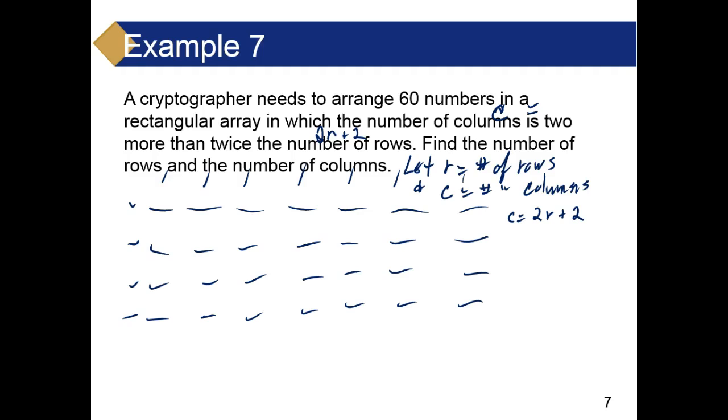Remember this? Maybe start with R first. Okay, wait, not yet. You've got R rows and 2R plus 2 columns. Let's just take what I have. I had 1, 2, 3, 4, 5, 6, 7 columns and 4 rows. How many numbers did I have? 28. Okay, how'd you get that? 7 times 4. Well, now we have R rows and 2R plus 2 columns. How are we going to get the 60?